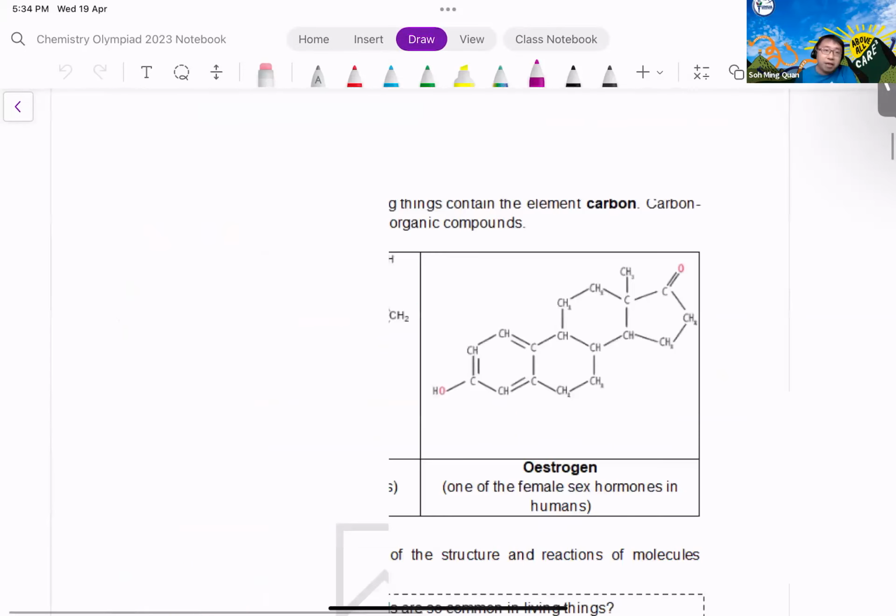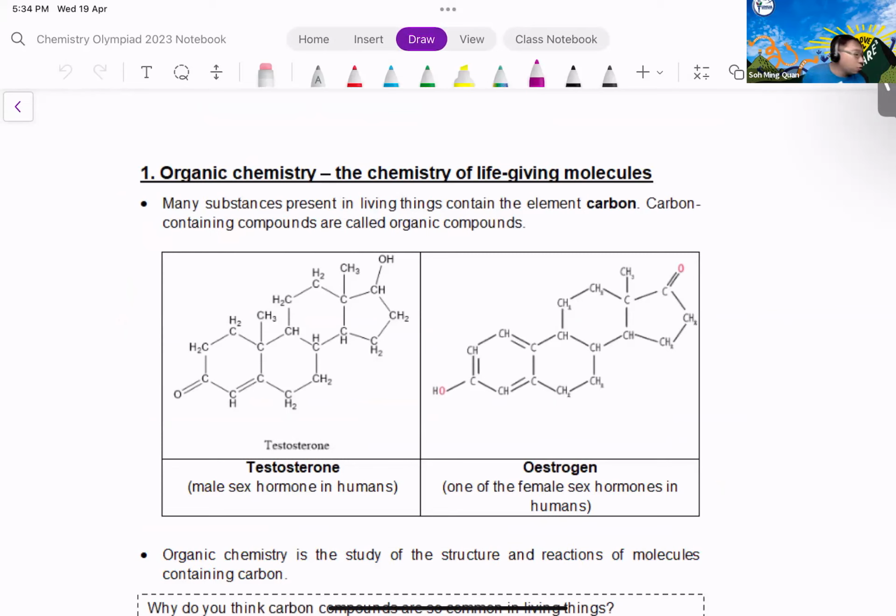Okay, I usually begin organic chemistry this way by showing you what the molecules look like. All right. Now, organic chemistry is the study of life-giving molecules. It's the study of molecules found in living things. And as it turns out, many of the molecules in the living things actually contain carbon. All right. So these are just 2 molecules that I've chosen, testosterone and estrogen. So testosterone is the male sex hormone. Estrogen is the female sex hormone.